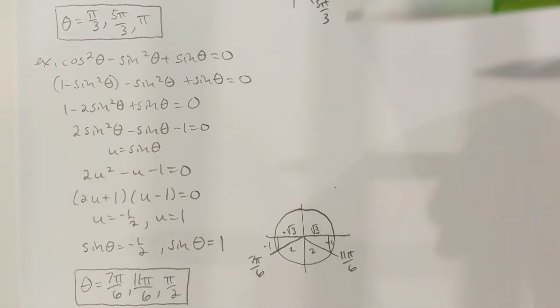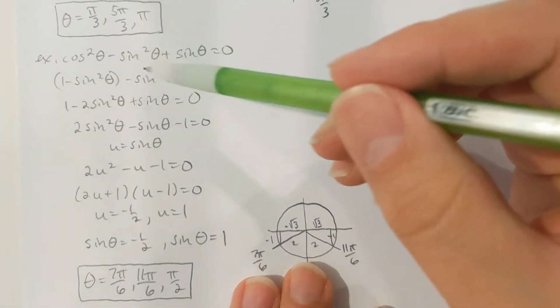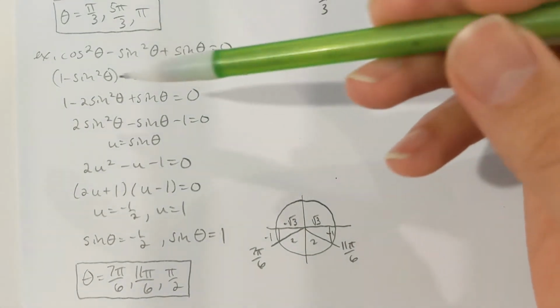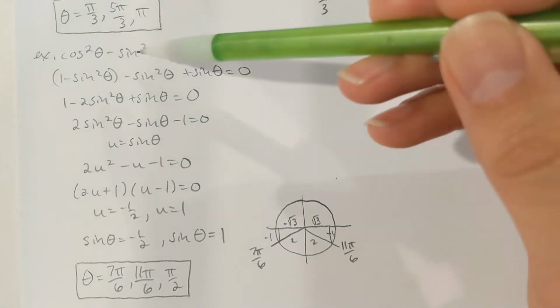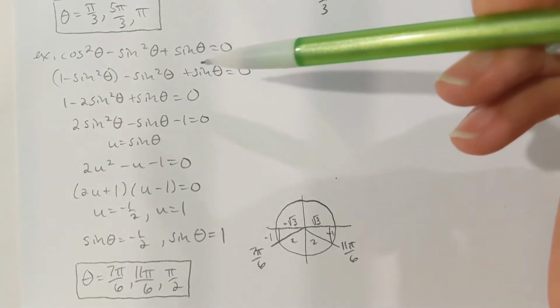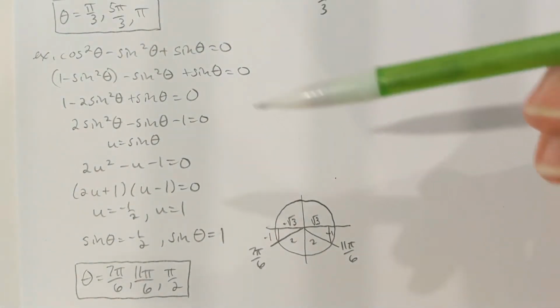Okay, here's another example of something that's quadratic in form. I want to solve for theta. Now the plan here would be to start by getting everything in terms of either sines or cosines. The fact that I've got two sine theta terms means why don't we just go ahead and get everything in terms of sine theta rather than cosine theta.